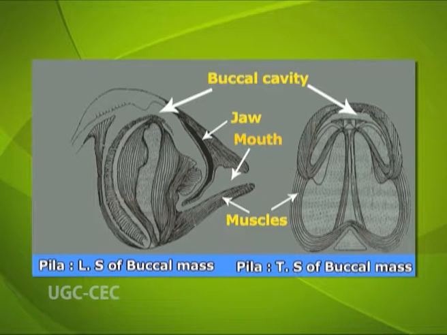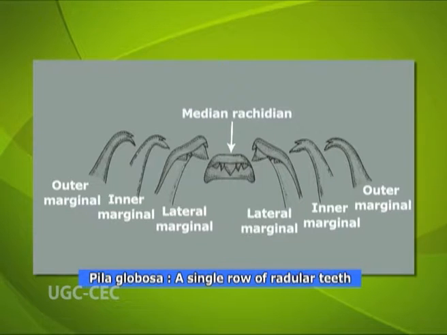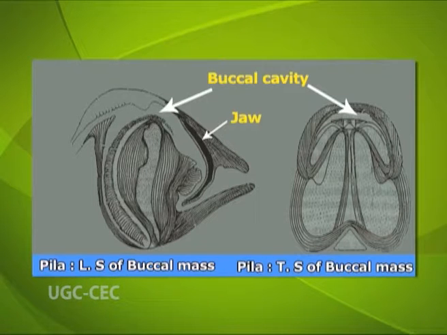The jaws bear muscles and their anterior edges have teeth-like projections for cutting up vegetable food. Behind the jaws is a large buccal cavity. On the floor of the buccal cavity is a large elevation called odontophore. Above and behind the odontophore is a bag-like radular sac, which is a diverticulum of the buccal cavity.